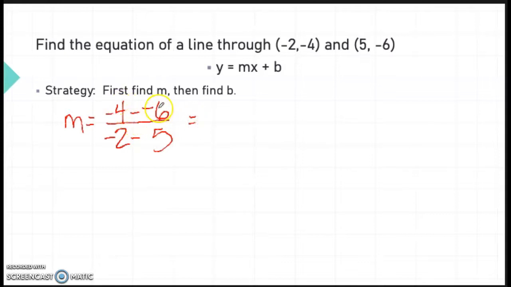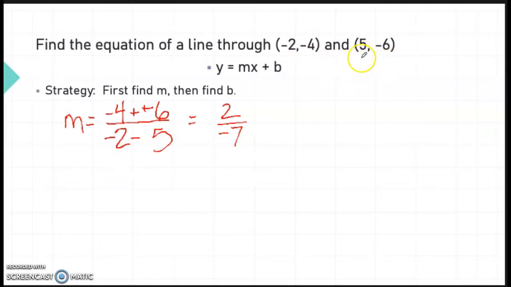4 minus -6 is the same as plus 6. So that gives me +2. And in the bottom I have -2 and -5, which gives me -7. That's my slope. Now I can use that slope, and I can use either one of these points.